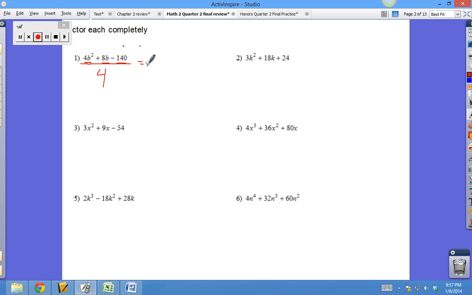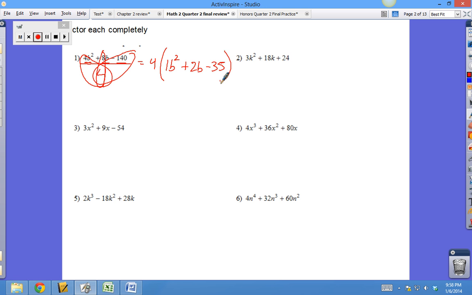So if I rewrite this as 4 times each piece, I've got to divide each piece. So what is 4 divided by 4? And that is just 1b squared. What is 8 divided by 4? And that is 2b. And the last one, what is 140 divided by 4? And that is a minus, since it's minus 35.